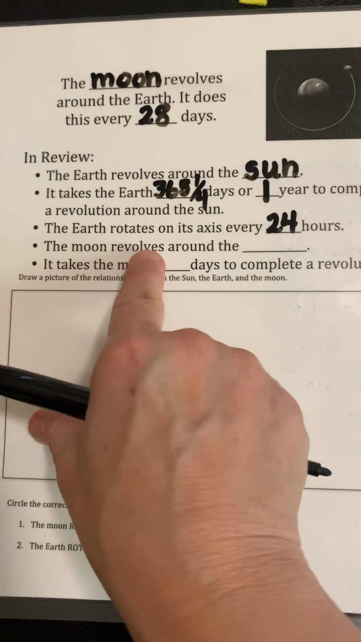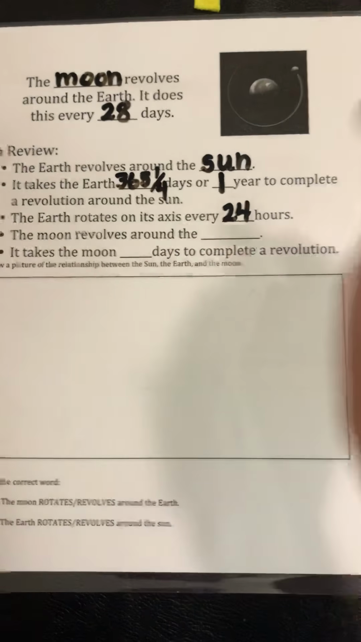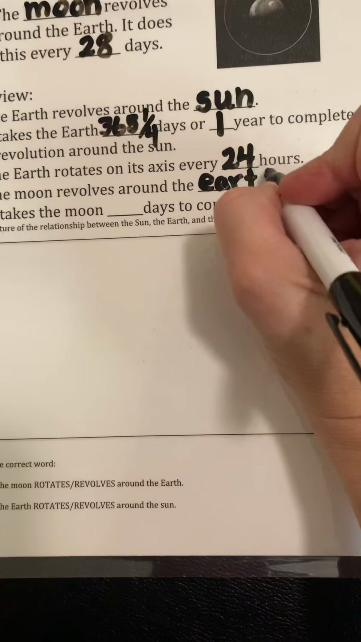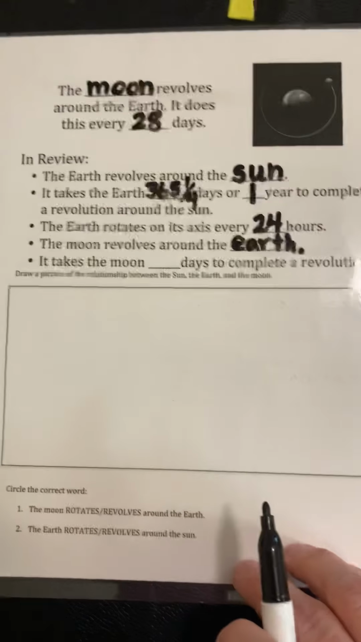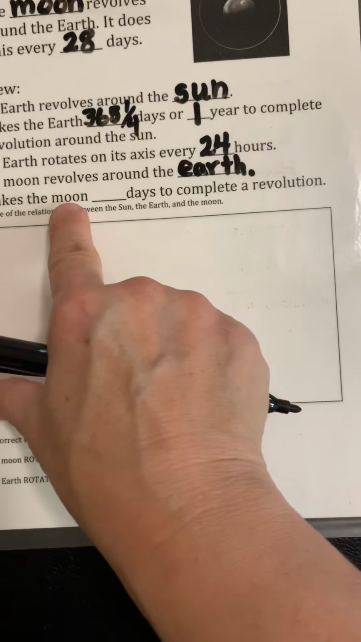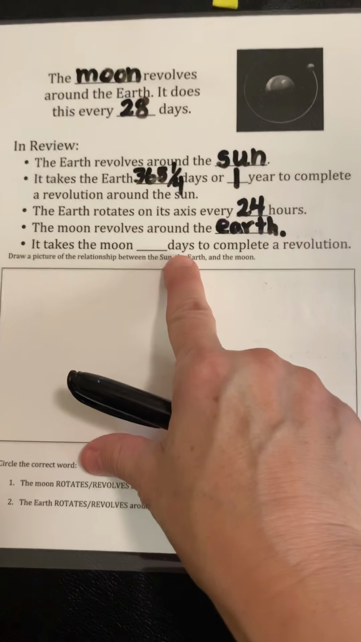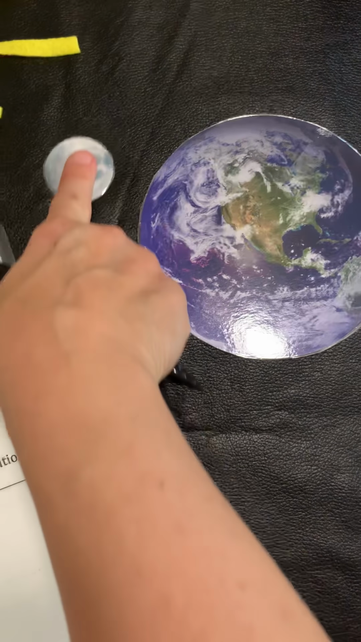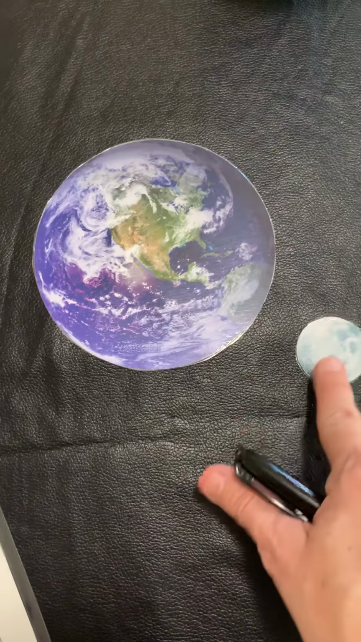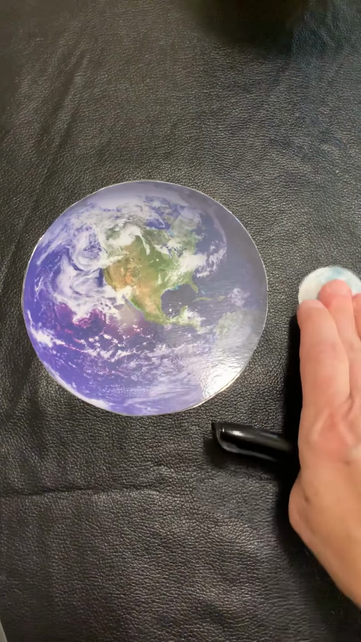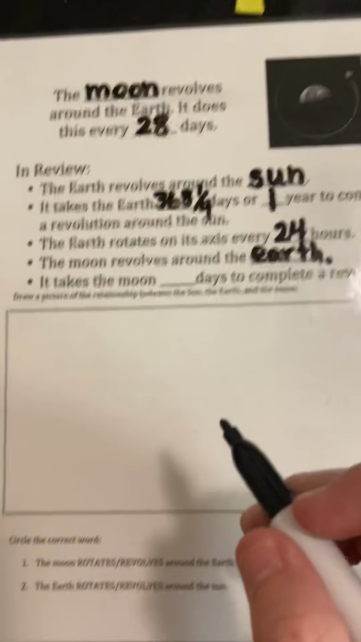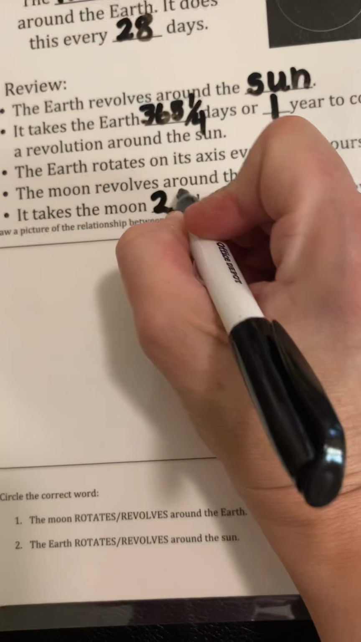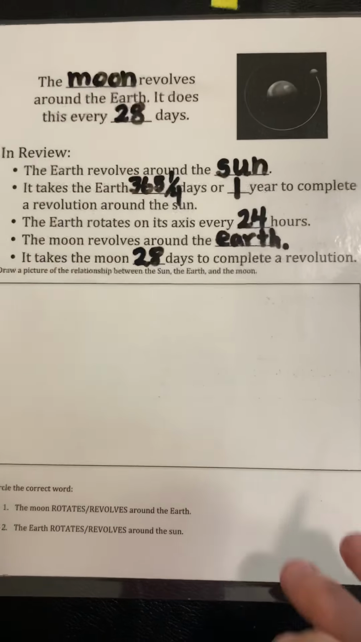The moon revolves around the Earth. That's right. Let's spell Earth. E-A-R-T-H. And I'm going to add a period because I covered it up. It takes the moon blank days to complete a revolution. It takes the moon 28 Earth days to complete a revolution around the sun. Excuse me, around the Earth. That was a mistake. It takes the moon 28 days to complete a revolution.